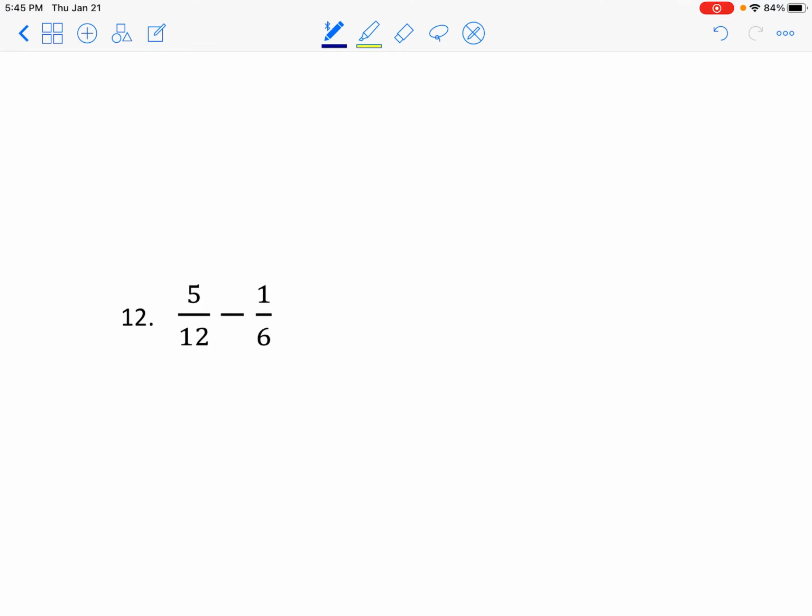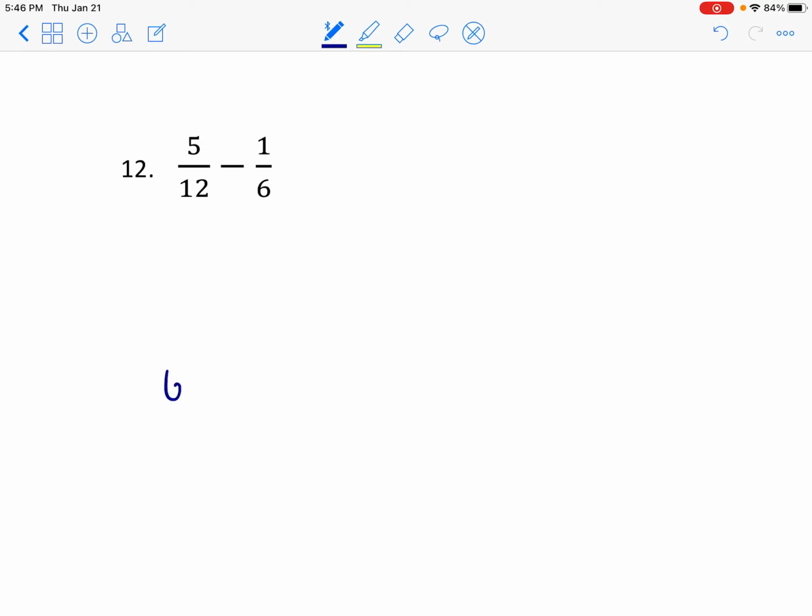Unless we have common denominators. So if we have a problem like 5 over 12 and we want to subtract 1 over 6, that can't happen unless we have common denominators. So to establish a common denominator, we need a common multiple for the denominators.